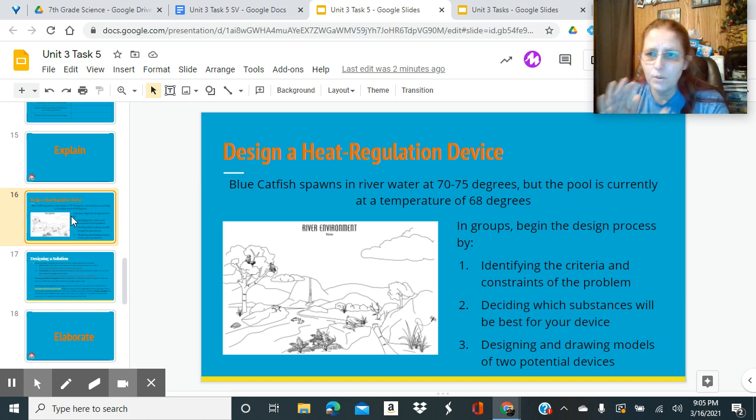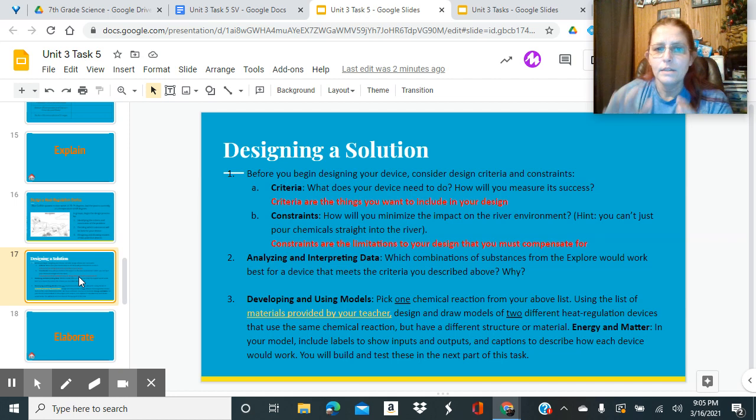Then, once you have all of those figured out, you're going to design and draw the models of two potential devices. Okay, you must have two potential devices. Now, if everyone in your group does their own model and then you come together and decide which of those models is the best choice, it's probably not a bad idea. That's something that we do in the engineering process.